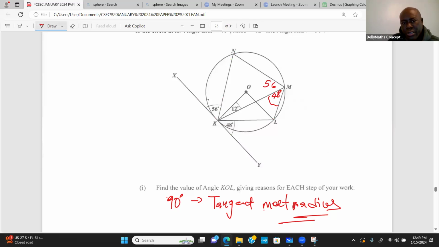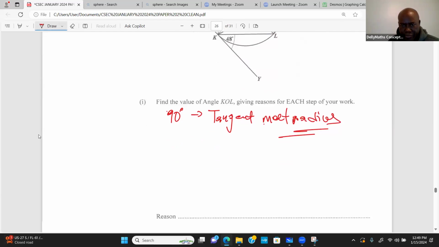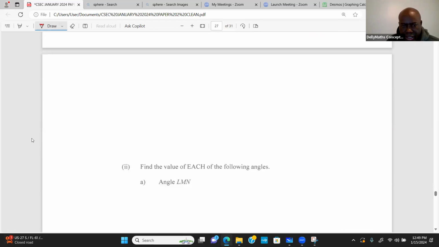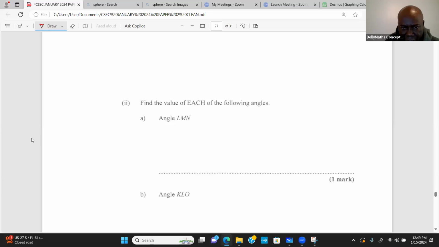All right. Alternate segment. So we're going to sum them up, right? So 56 plus 48. Where are we? They don't want a reason. So I'm just going to put 56 plus 48. We add them up and we're done. That's 104. This is 104 degrees. We're done.